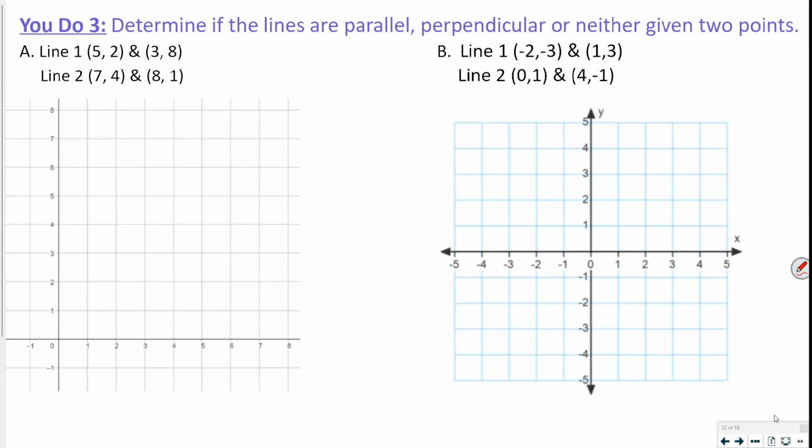So now we're going to do our You Do 3, A and B. Okay, so this is you guys. I'm going to let you figure out which way you want to do this. You could do it with the slope formula. You could do it with rise over run. So pause the video here, go do it, and come back to me when you're done.